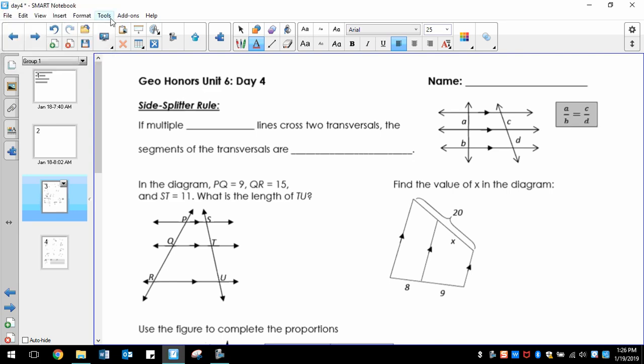Okay, in this lesson, we're going to be talking about two new proportions or formulas we're going to be using. These are not necessarily in the context of similarity. They're just two other scenarios where you would use proportions to solve. So the first one is called the side splitter rule.